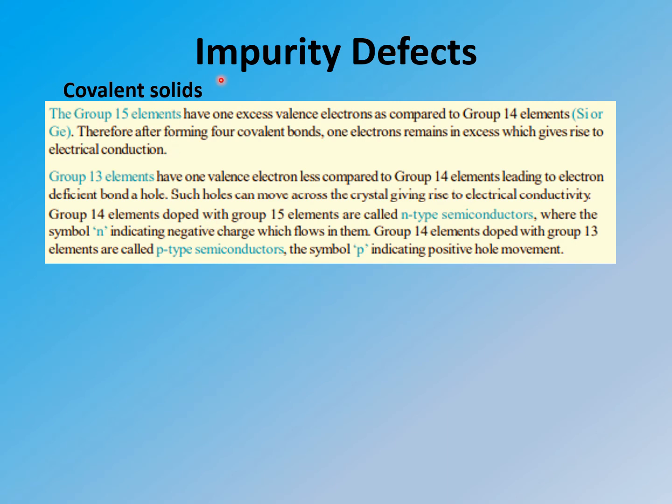solids. So covalent solids having positive hole or negative charge may be n-type or p-type semiconductors. When will it be n-type? When group 14 is doped with group 15, there is excess, so it is an n-type semiconductor, because the excess negative charge flow will be there. If it is doped with group 13, with one electron less, then positive charge flow will be there. And this is the covalent solids.